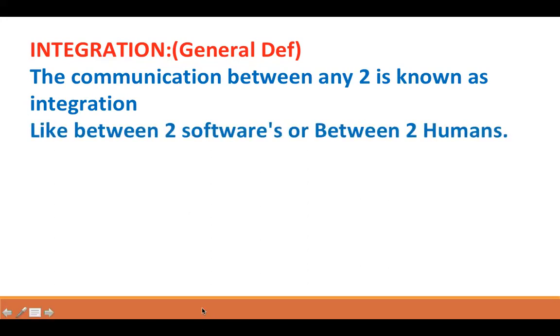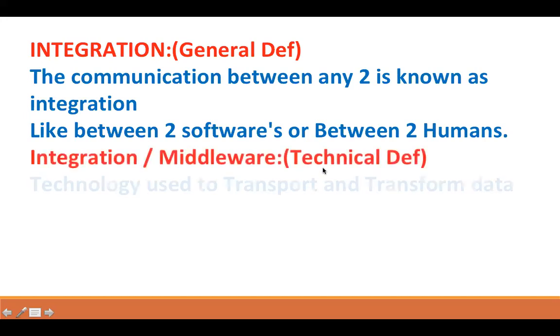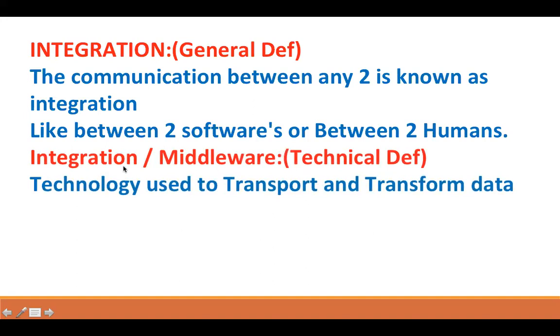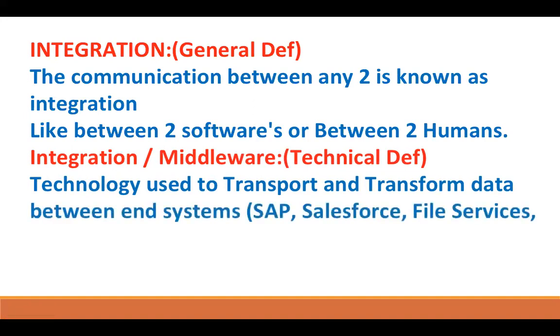See, right now also we are connected through Zoom, right? We are sitting in different places. Some people are in Hyderabad, again in Hyderabad, different locations. How did we connect? Through Zoom. So Zoom is also one of the integrations, right? This definition we should not tell the interviewer. We need to tell the technical definition. Integration is a technology which is used to transport and transform data between two end systems. So what do you mean by end system?